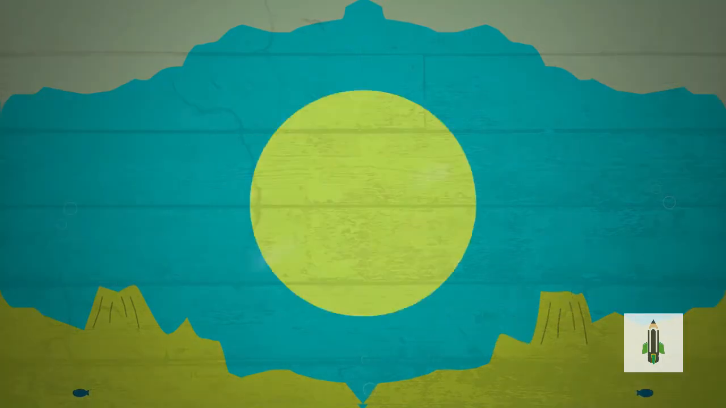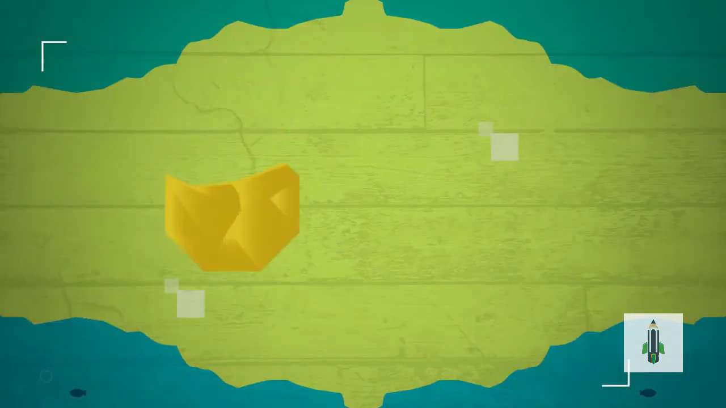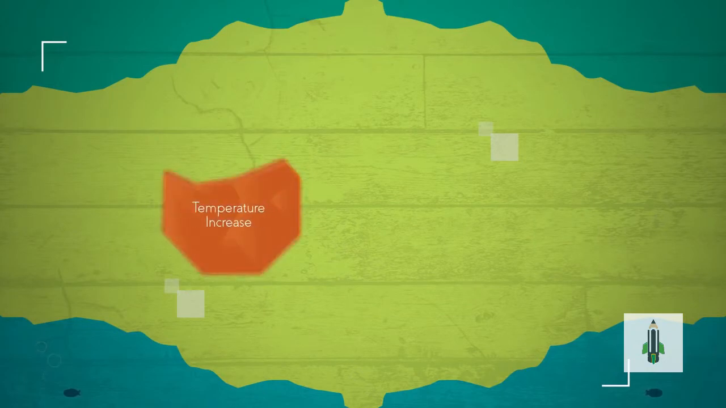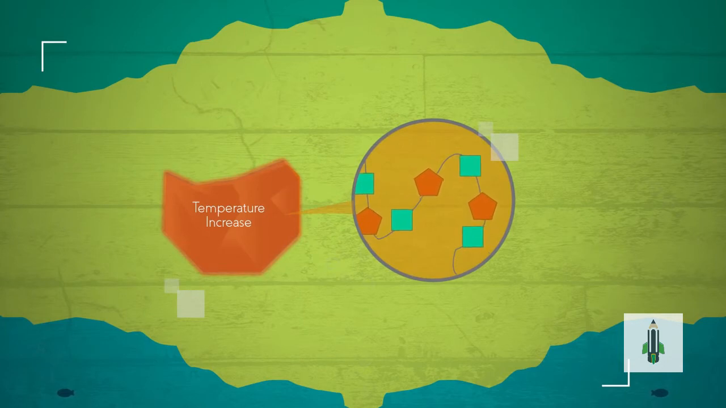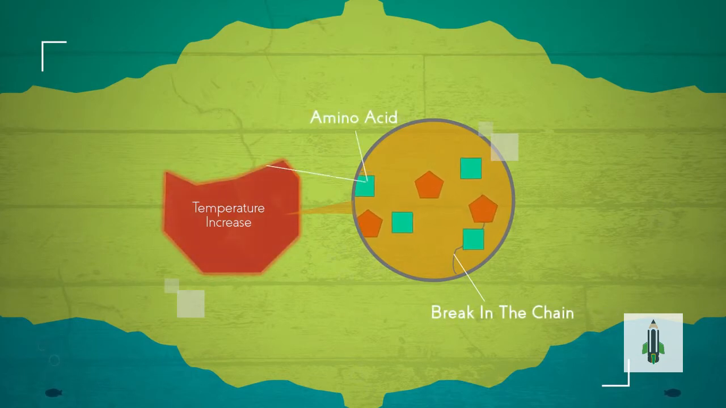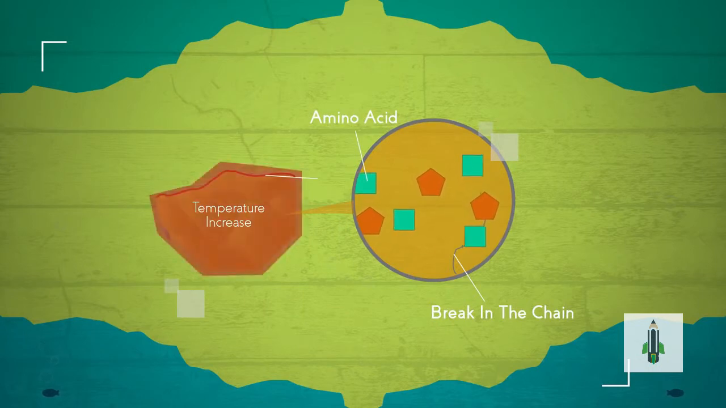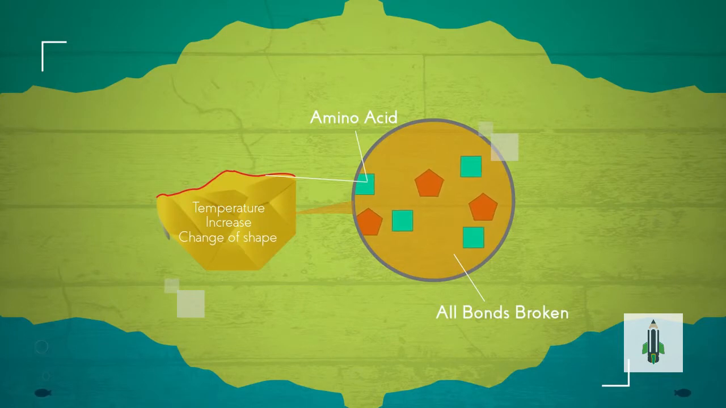Now here comes the chemistry behind this. When temperature increases, the individual amino acids that make up the enzyme vibrate at a higher frequency. This results in breaking of hydrogen bonds between amino acids and different parts of the protein chain, leading to a change of shape. At even higher temperatures, bonds between individual amino acids, called peptide bonds, can break, leading the protein to fragment.